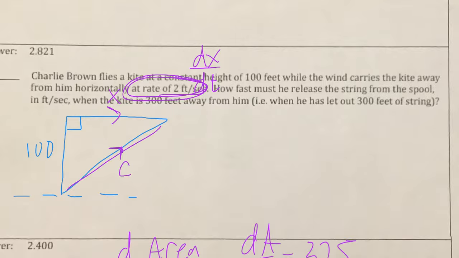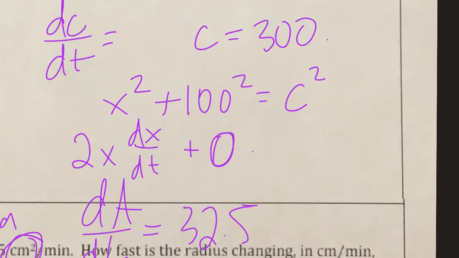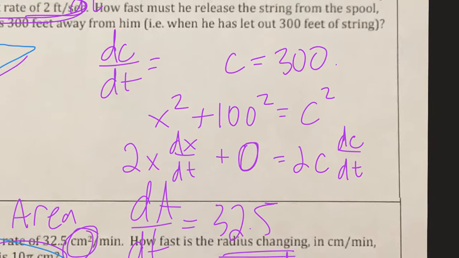We're going to figure out what this rate is. So in Pythagoras, we'll call this c. So we want to find dc/dt when c equals 300. Okay, that's what we're asked to find. So this is a Pythagorean theorem problem. x squared plus 100 squared equals c squared. So let's take the derivative with respect to time. So this is 2x dx/dt plus 0, right? 100 squared is a constant, so it does not have a rate of change, equals 2c dc/dt.